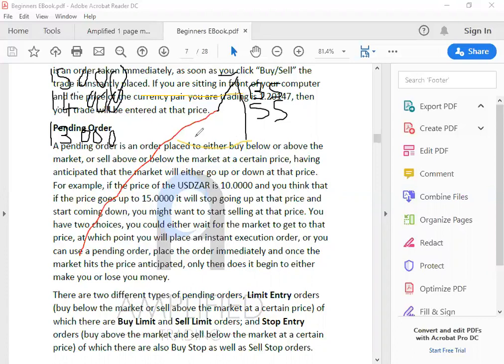And let's say if from 13 Rand to 12 Rand, we believe that the price will continue to drop, then we'll place another sell stop at 13 Rand to 12 Rand.